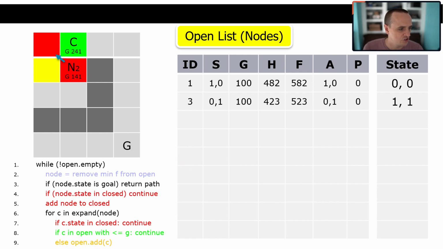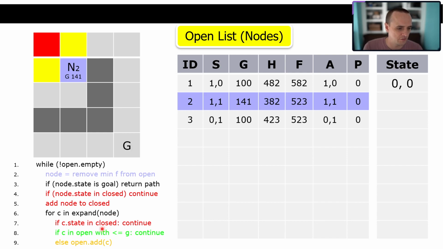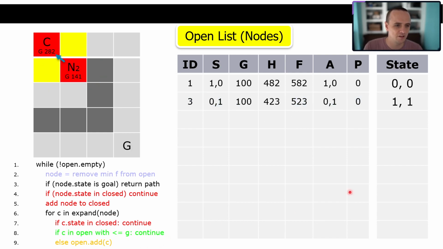Someone said, when you added child nodes 1, 2, 3, isn't node 1's G cost less than or equal to node 2's G cost? Yes, it is, but they're not the same state, okay? So I couldn't fit it in this line, but the nodes in here have to be the same state. So here I'm saying the node has to exist in the open list with the same state of 1, 0 as this child's state before I implemented this optimization, okay? If they don't have the same state, they don't have anything in common.